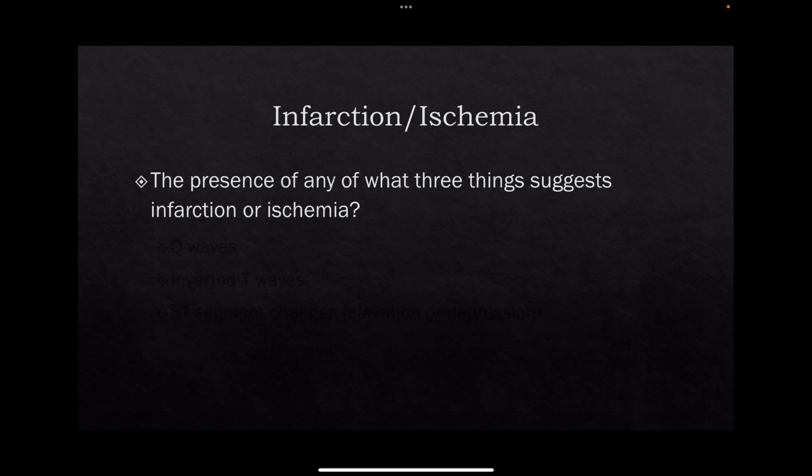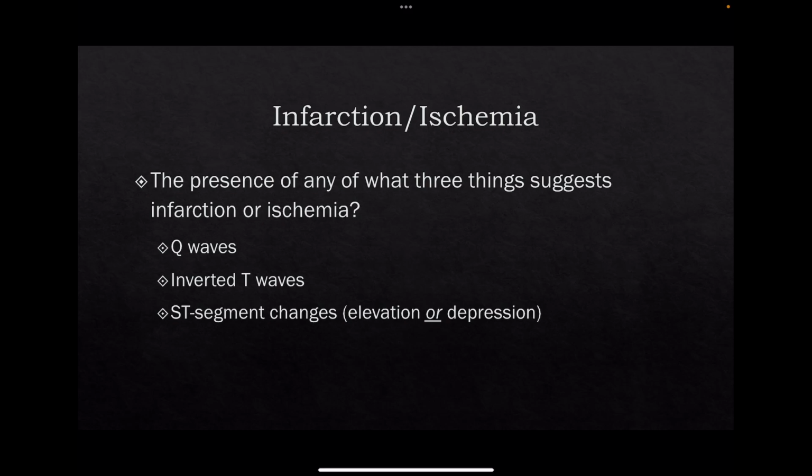Infarction and ischemia. What 3 things suggest infarction or ischemia? ST changes, right? We have to either go up or down. So ST segment depression, Q waves, and inverted T waves. When you see a flipped T wave, remember a flipped T wave means it's the opposite direction of the QRS complex. If the QRS complex is mainly positive, the T wave should be positive as well. Some conditions cause that T wave to flip. Or you can have a very negative QRS and a positive T wave. It's still the opposite direction. And then obviously your ST changes.